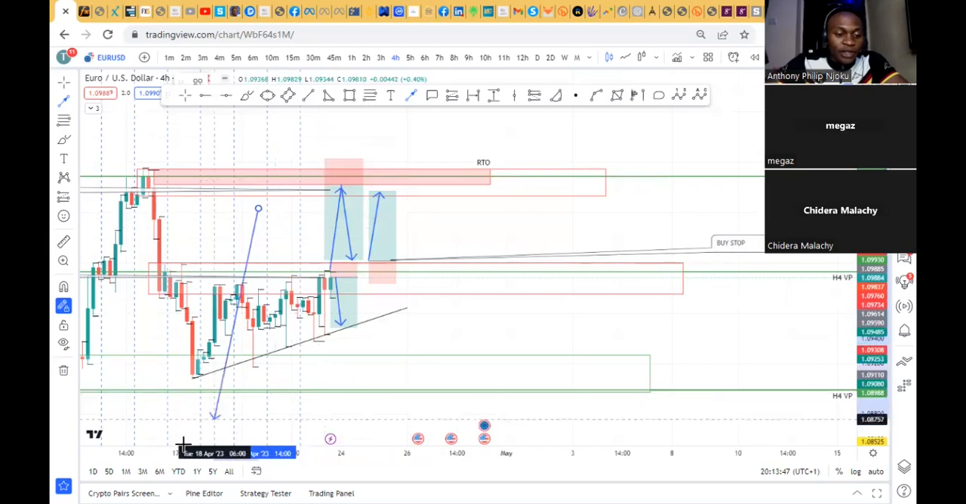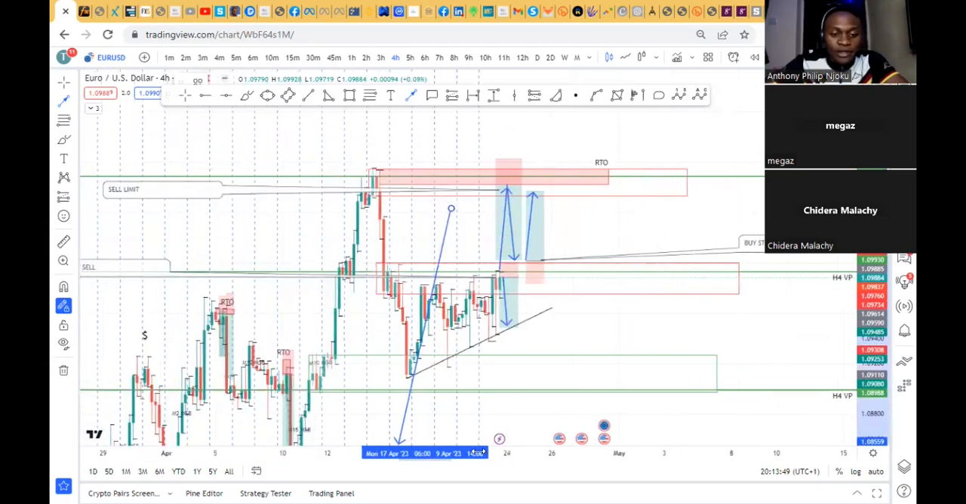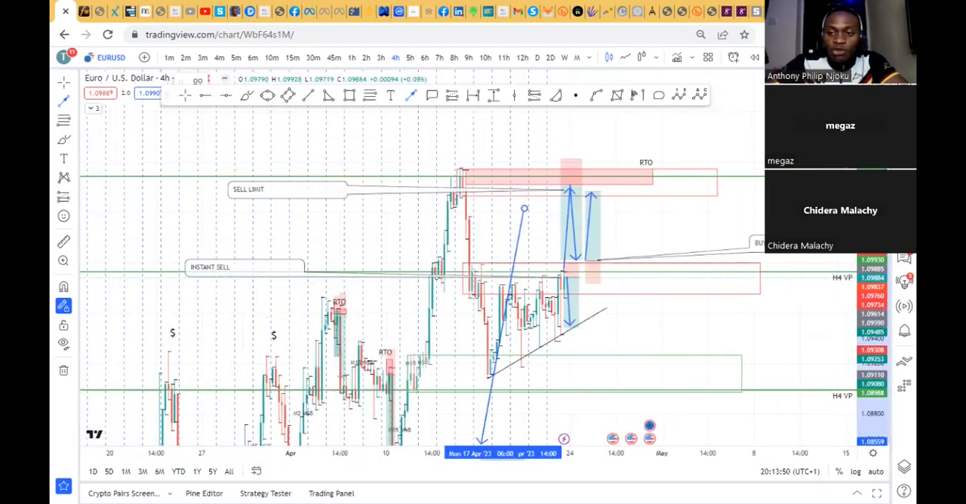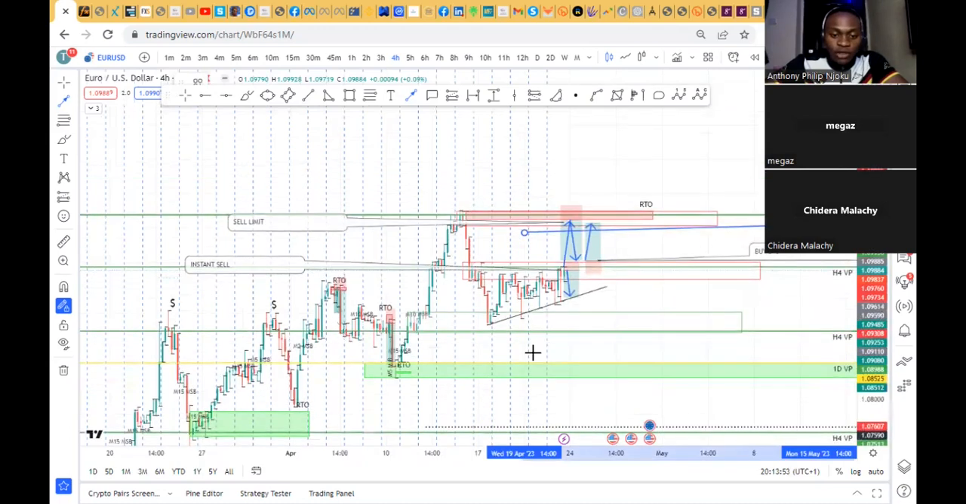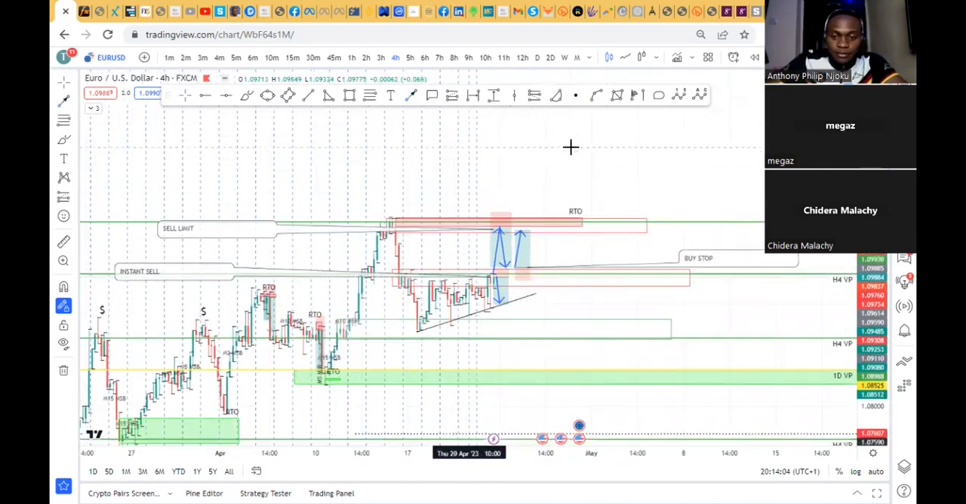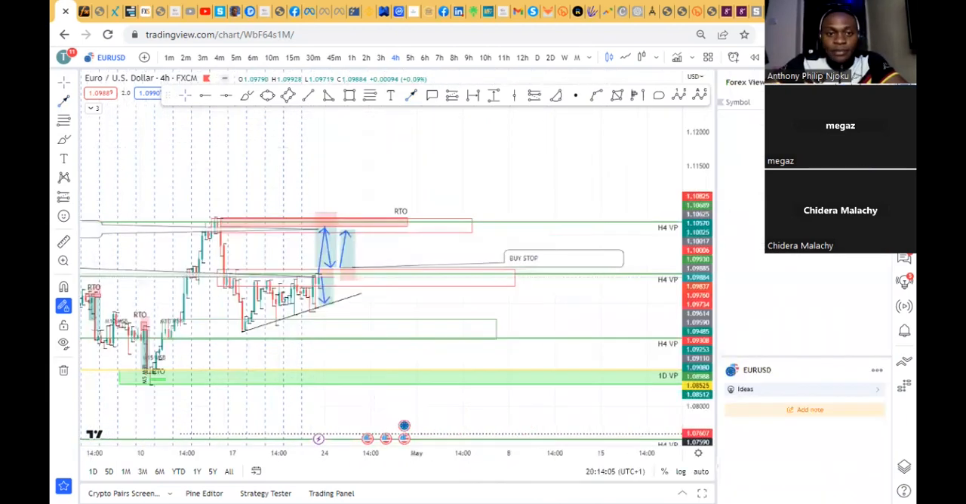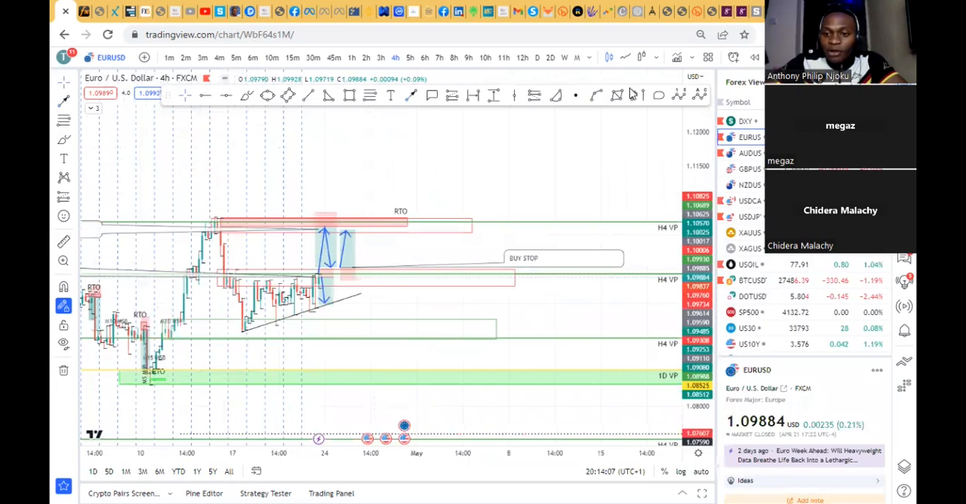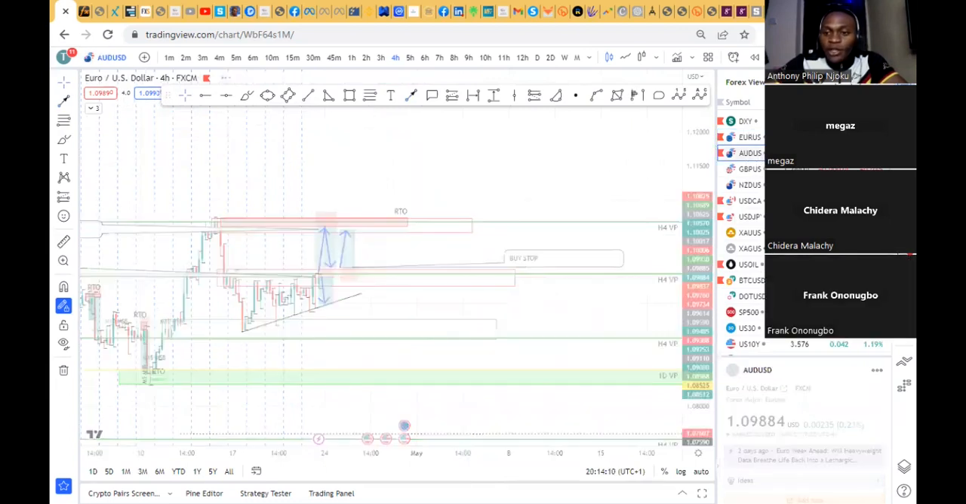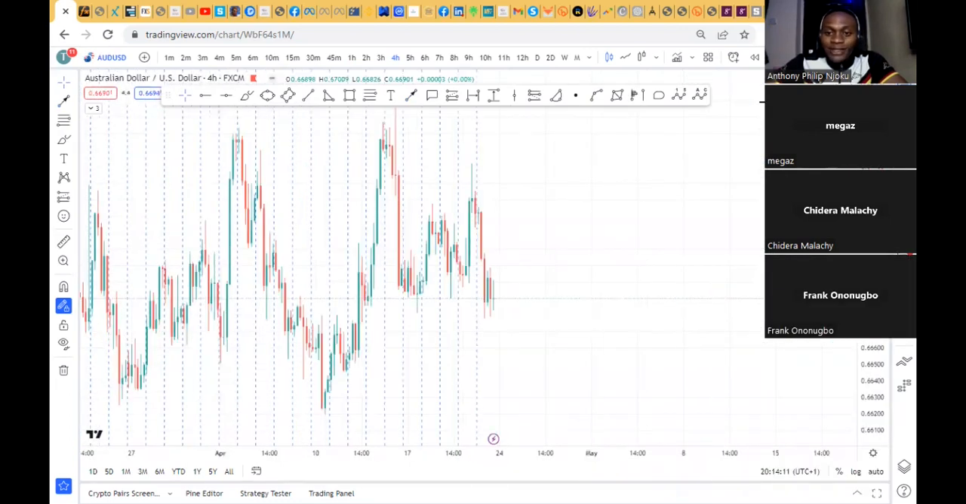The trend is your friend. The trend has been trending upwards, giving us structures, complex structures, but it's still on the trend. Swing low, swing high, swing low. We need the next swing high. So that's it for Euro USD. Then the next pair on my list for this week is AUD USD.